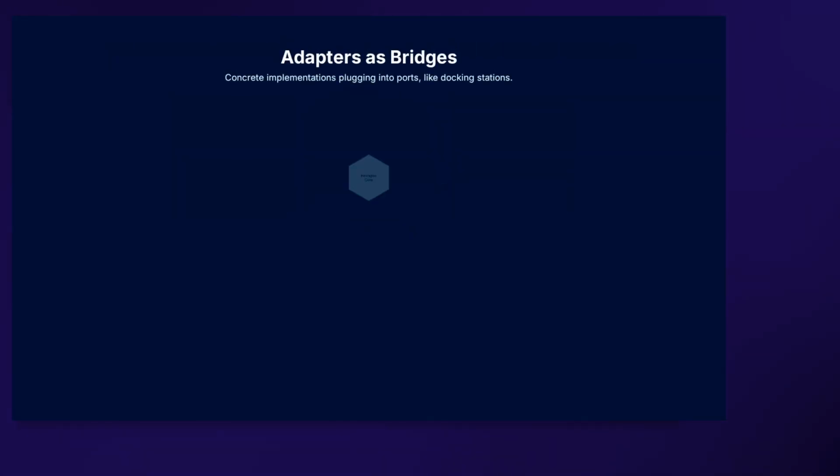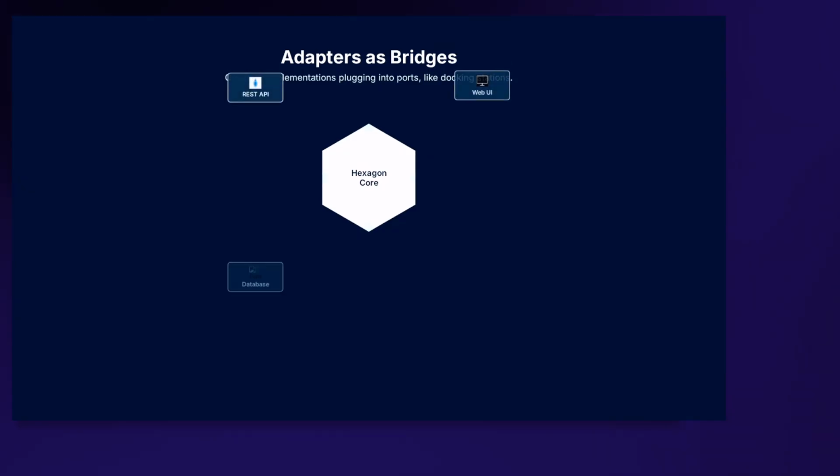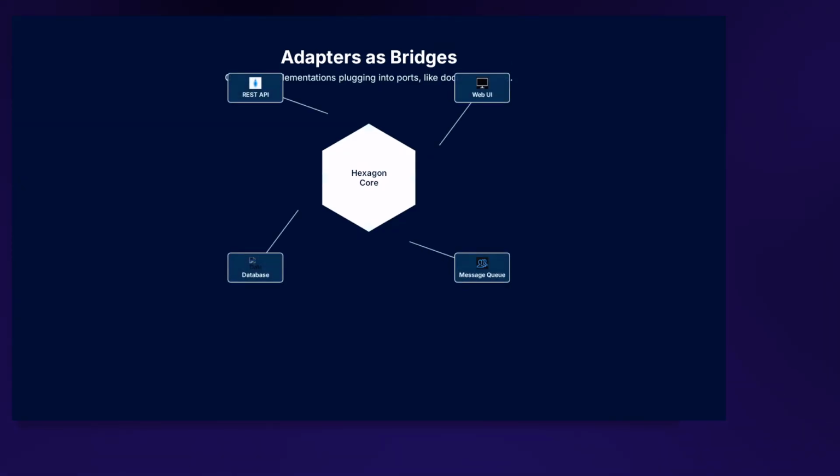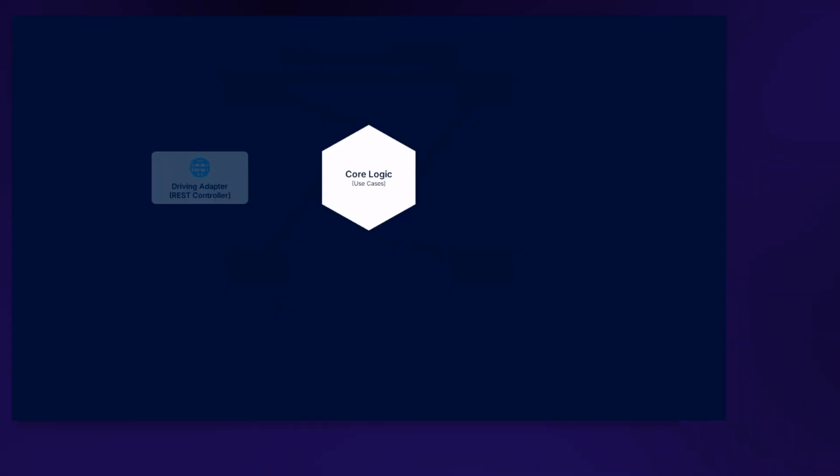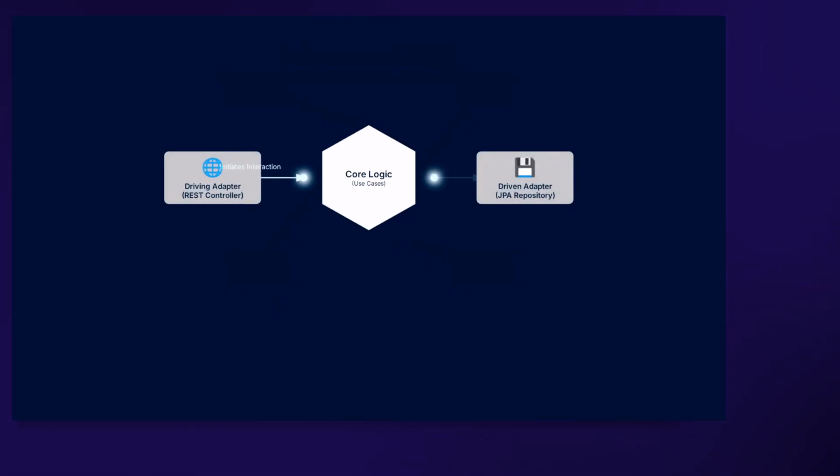Adapters are the concrete implementations that plug into these ports, acting as customizable bridges between your hexagon core and the outside world, much like industrial plugs or docking stations. For example, driving adapters like a REST controller initiate interactions with the core's use cases, while driven adapters, such as a JPA repository for database access, fulfill requests from the core to persist data or fetch records.